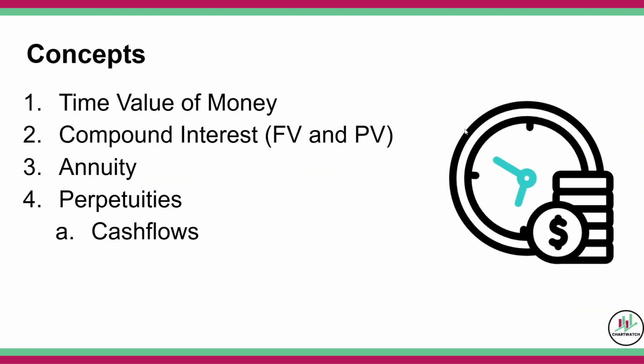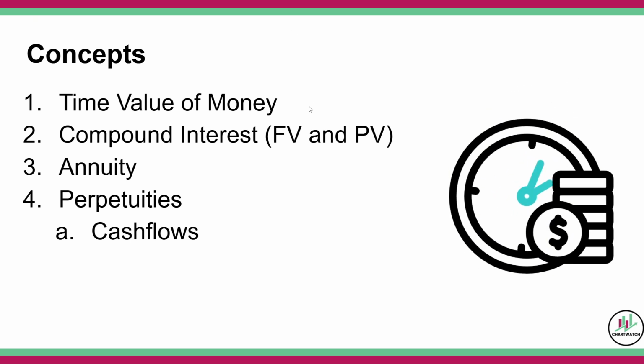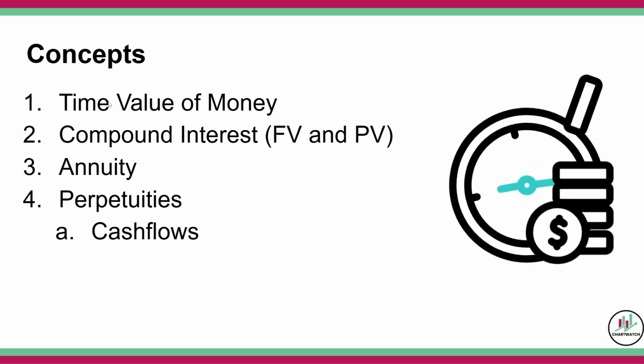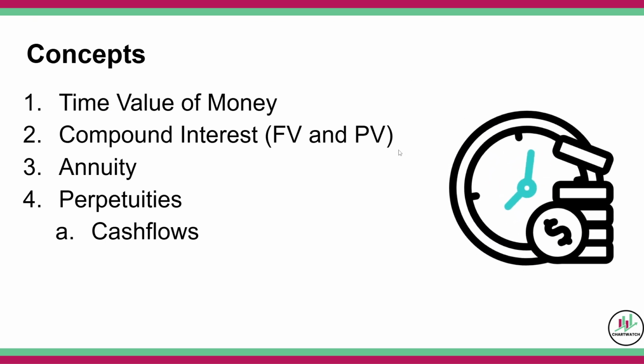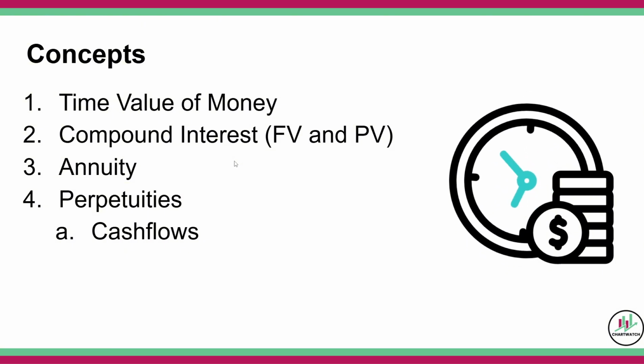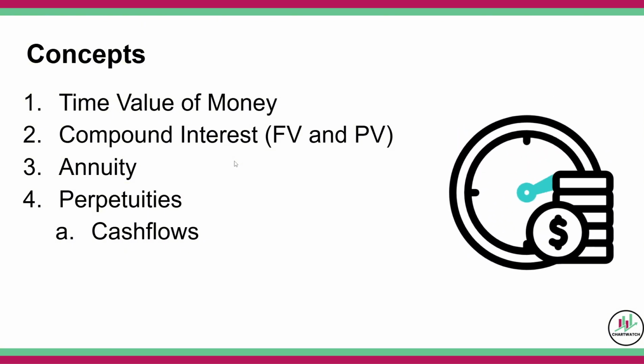So we're gonna go over four concepts. First, very quickly, I'm gonna explain what the time value of money is. Then we're gonna look at compound interest. I'm gonna introduce future value and present value. And then we're gonna look at annuities. We're gonna talk about what they are, two types, and the future value and present value formulas. And then we're also going to look at perpetuities.